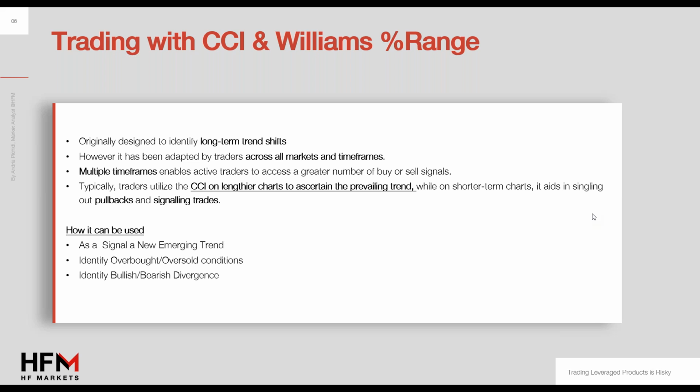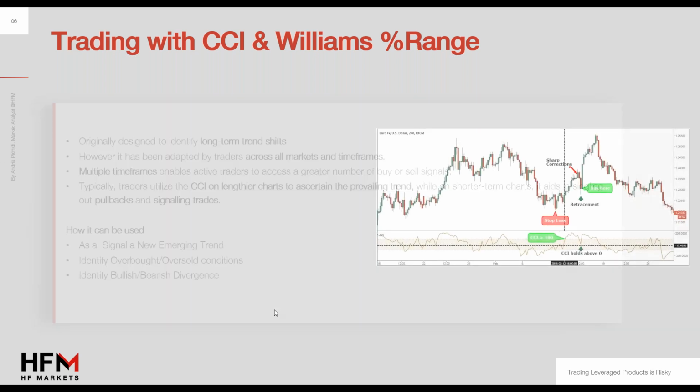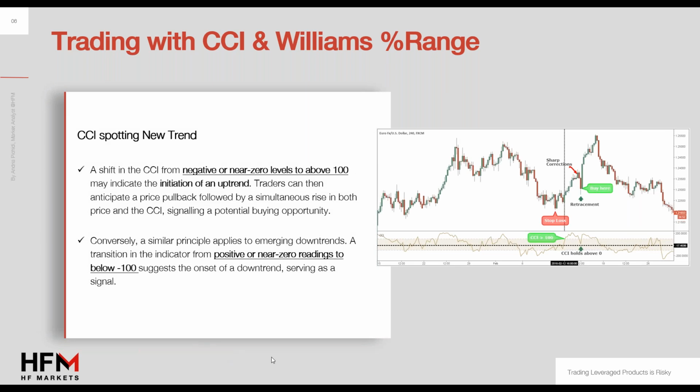So you can use it as a signal of a new emerging trend. You can use it for identifying overbought and oversold conditions, and you can use it for identifying bullish and bearish divergence. Okay, so let's see together how it can be used for spotting, let's say, a new trend. As I mentioned, the typical default movements are between -100 and +100.